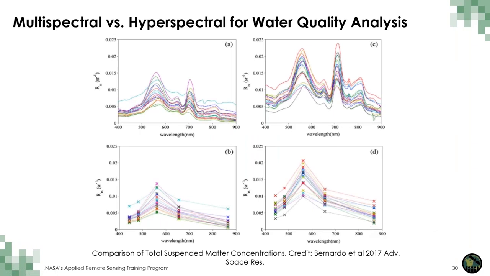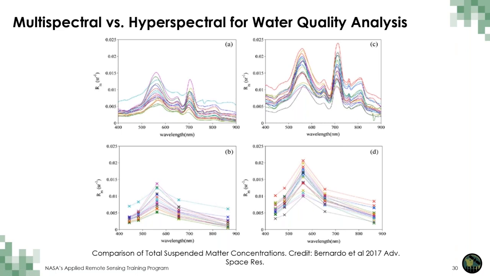Now, here's data collected by Bernardo et al. and published a few years ago that shows the same concept, but in this case in regards to the concentration of total suspended matter in a reservoir in Brazil. The graphs on the top are the in situ hyperspectral data collected with a spectrophotometer, and the bottom graphs show the spectral information collected by Landsat OLI for the same waypoints and the same date.